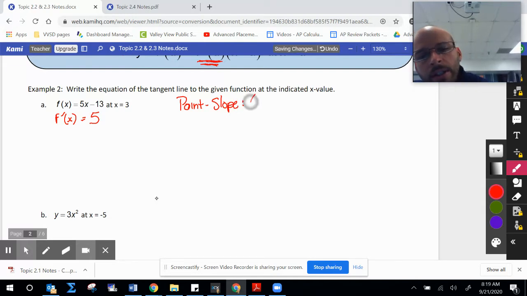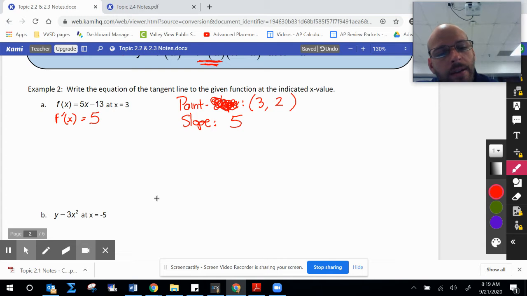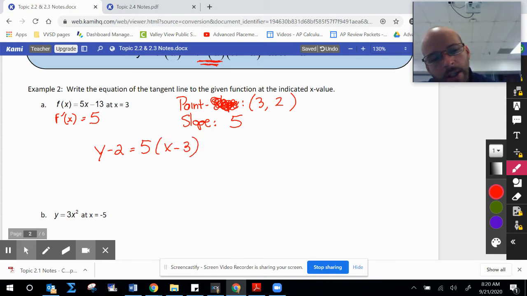So my point is 3 comma, now I need the y value. I'm going to get that from the original function. So 5 times 3 is 15, minus 13 is 2. And then, well, I don't know why I wrote the word slope there. The point is 3, 2. The slope is then going to be 5, because that was our derivative. And it's a line, so the slope everywhere is 5. So my point slope form is going to be y minus 2 equals 5 times x minus 3.